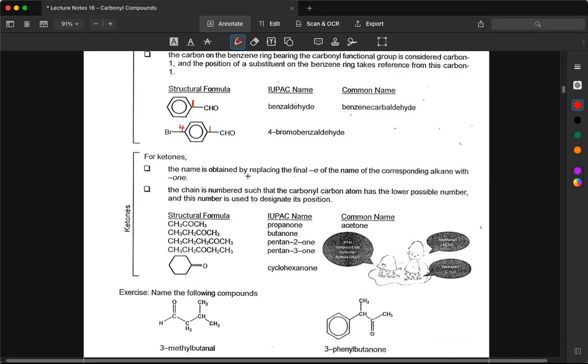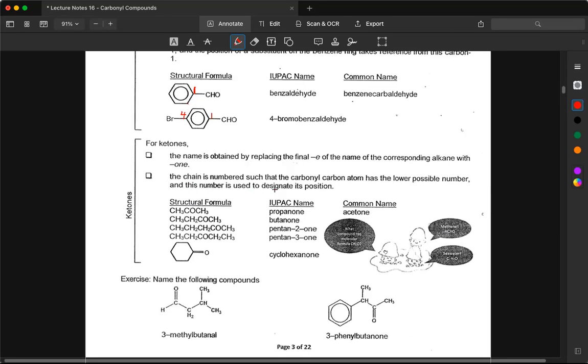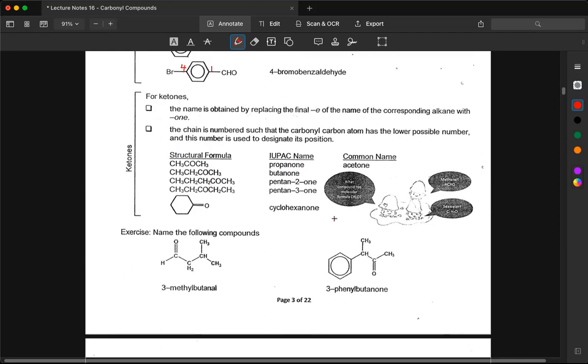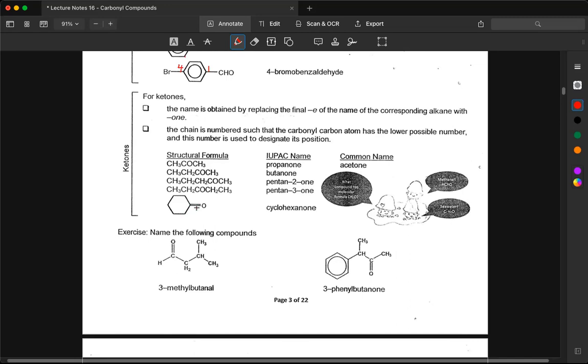Ketone, the name is obtained by replacing the final E of the name of the corresponding alkane with ONE. The chain is numbered such that the carbonyl carbon atom has the lowest possible number, and this number is used to indicate its position. For example, propanone, butanone, pentanone, pentanedione. Propanone has another common name called acetone. And we also have this compound called cyclohexanone.